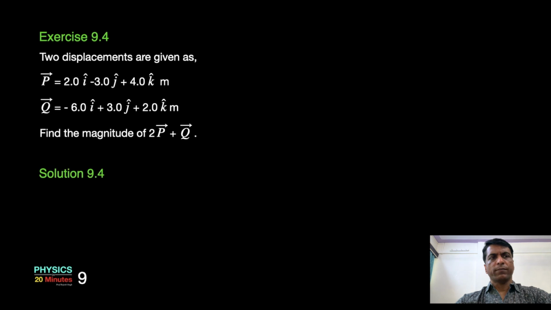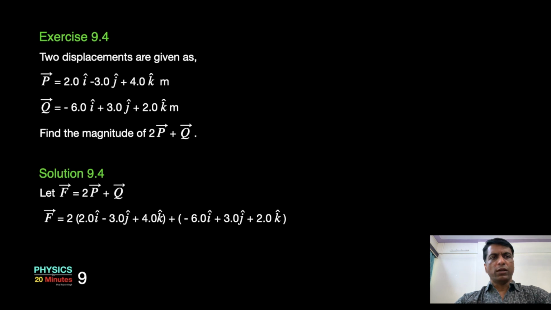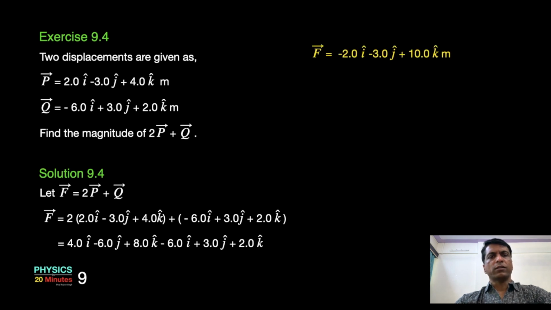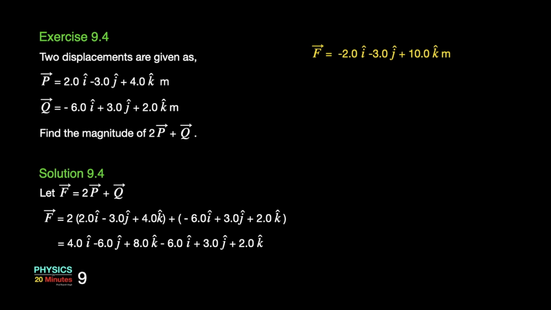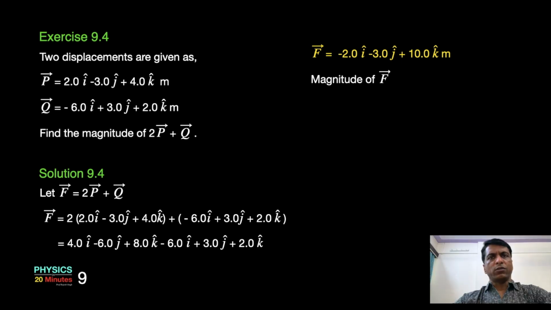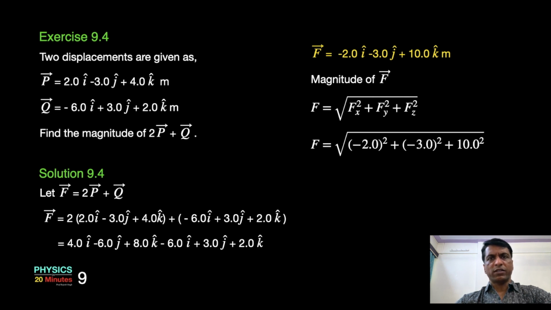Here goes the solution. Let vector f is equal to 2p plus q. F is equal to 2 in brackets components of p plus in brackets components of q. You open the first bracket by multiplying the three components by 2. Then you add the components with the similar coefficients. What will be the magnitude of vector f? It can be obtained by the root of fx square plus fy square plus fz square, which is the root of minus 2 square plus minus 3 square plus 10 square, which after solving will give me 10.6 meter.